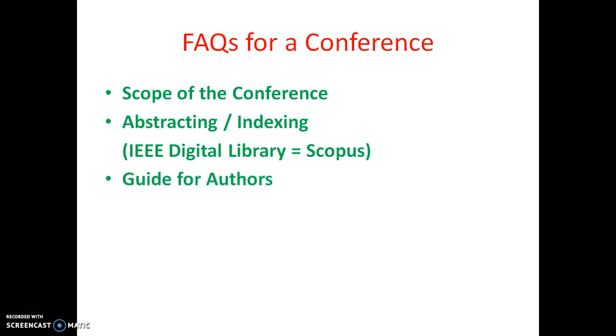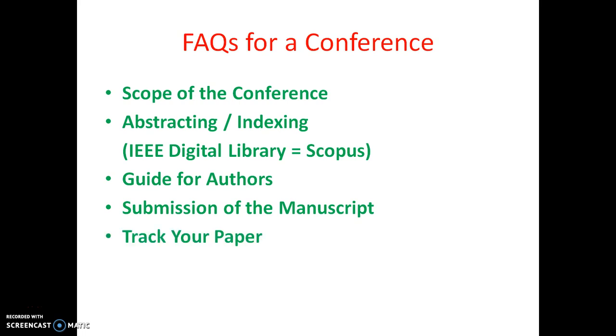Next, the guide for authors you need to see, and in which format you need to send the paper. All these things will be there in the guide for authors. Next, submission, how to submit the manuscript, and track your paper. All these things will be seen whenever you send a paper to the conference. Of course, you need to see the place and the institute where it is being held. If you would like to see any good places or good institutions, you need to see all these things. But these are the primary things that we need to see.